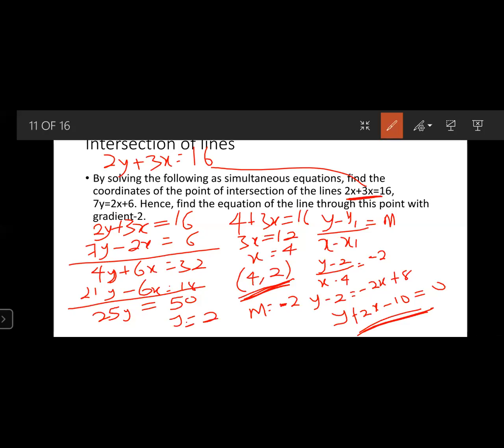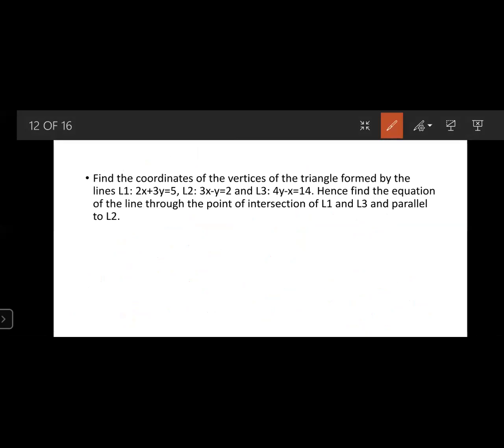So I hope there's no problem. If there's no problem, let me move to the next question. I think it's still on this. Yeah, it's still on this. We just want to solve maybe one more question.